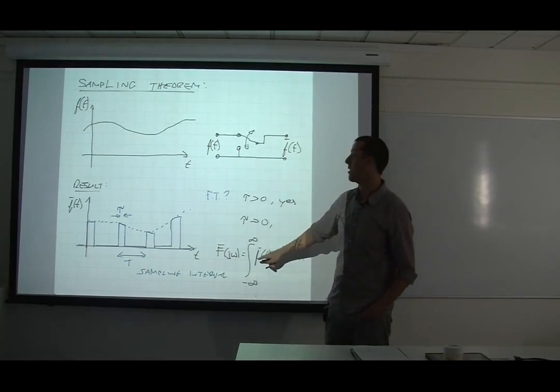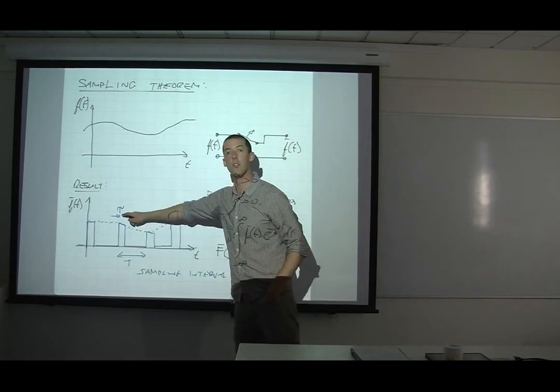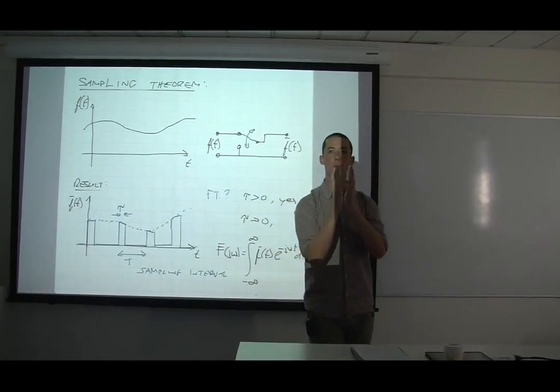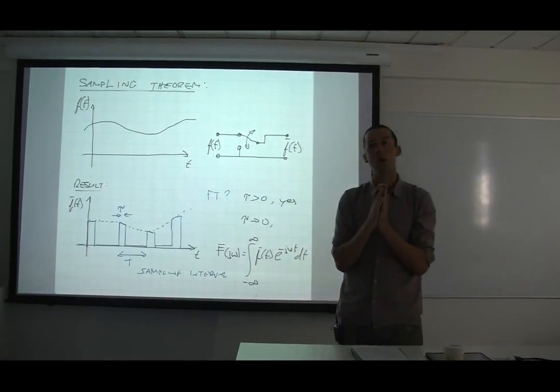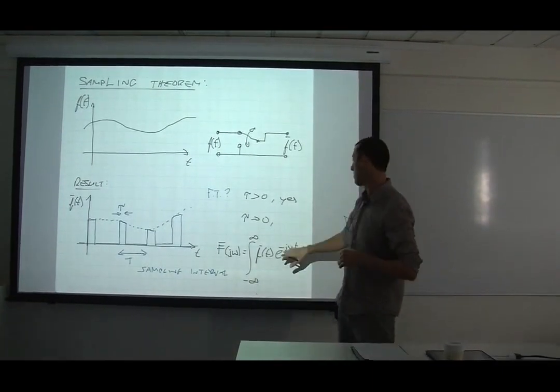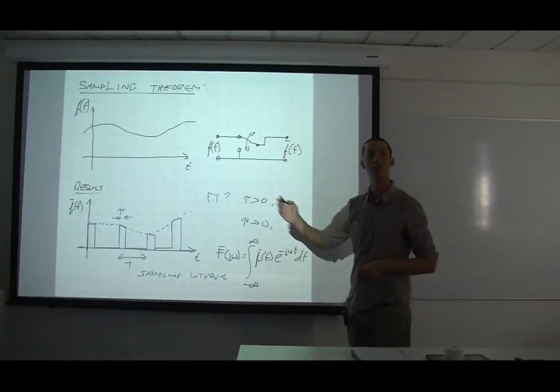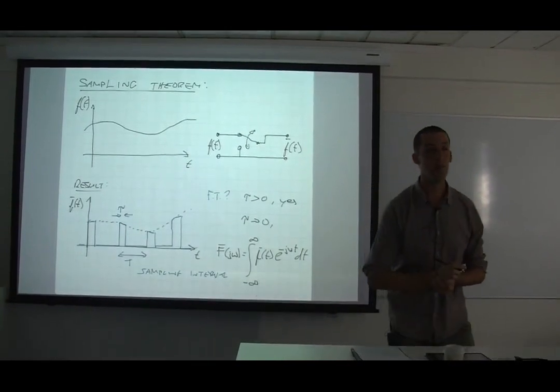Not very much, actually. If I just let tau head towards zero, these things are going to get more and more narrow until there's nothing left. There's no area under the curve. And it doesn't matter what I multiply it by, there won't be any area left to integrate. So the answer is, for this example, no.